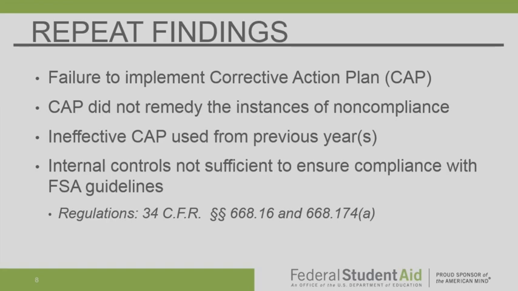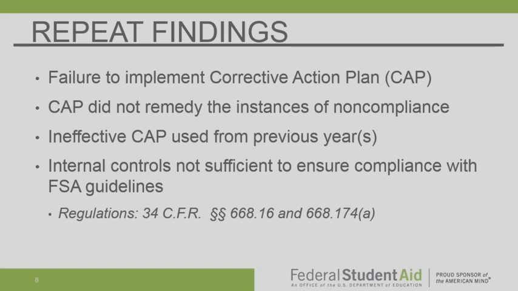Or if the CAP was ineffective for previous years, or you didn't have sufficient internal controls, there's a lot of reasons why these happen. But the problem is when you start having repeat findings, bad things can happen. Okay, so then we can start heightened cash monitoring issues, letters of credit. There's all sorts of things that can come out of this that we want to avoid.